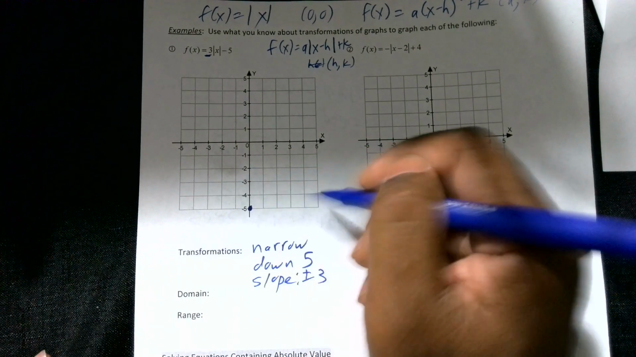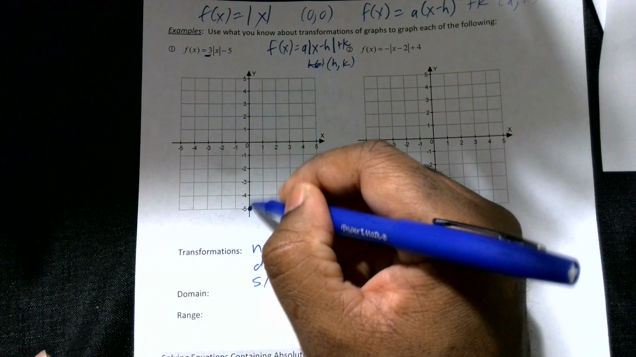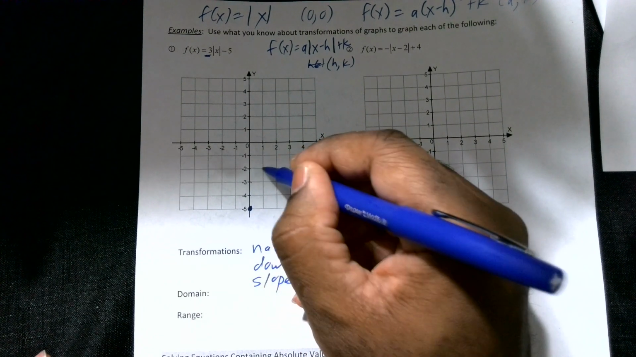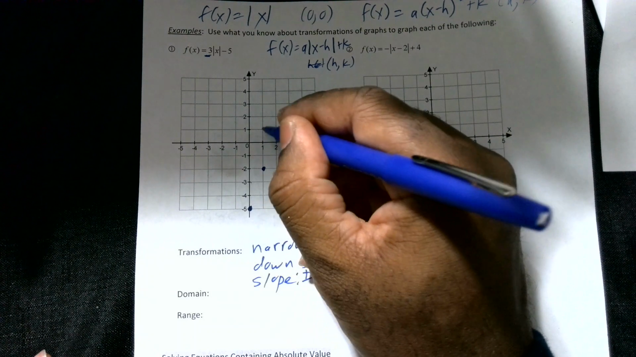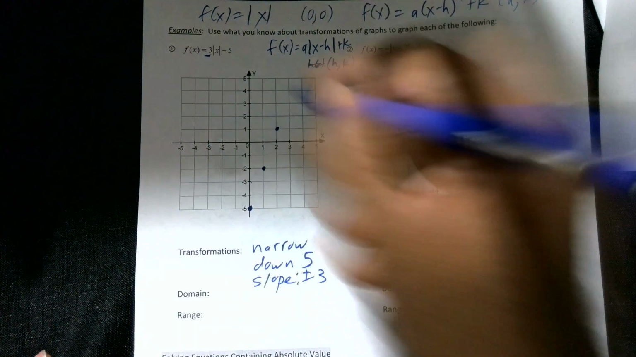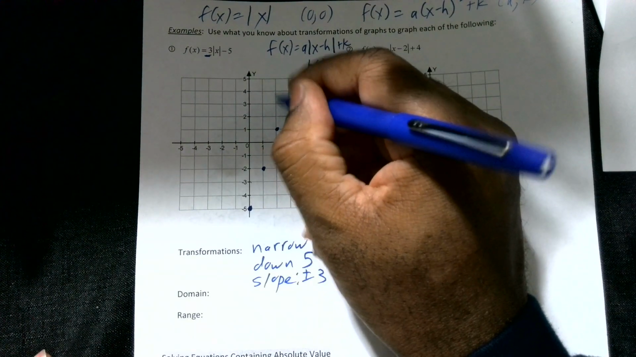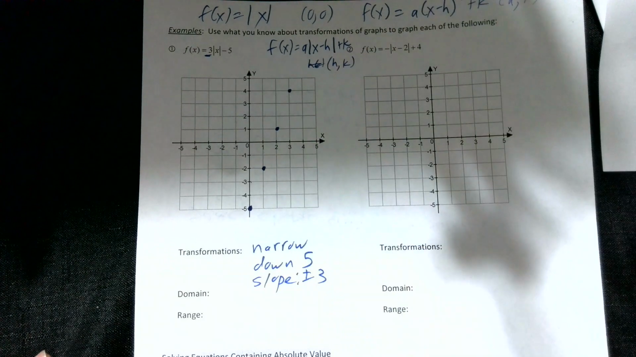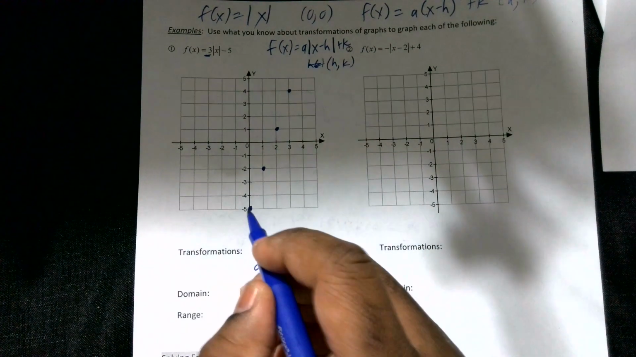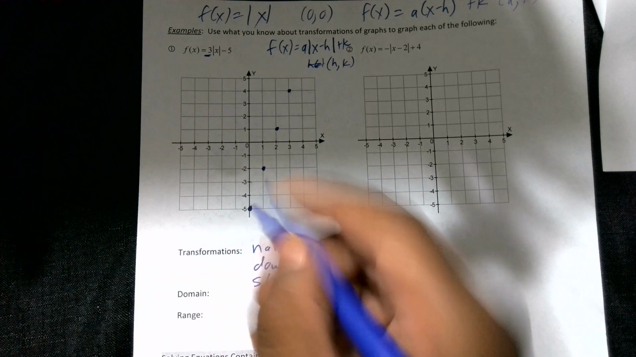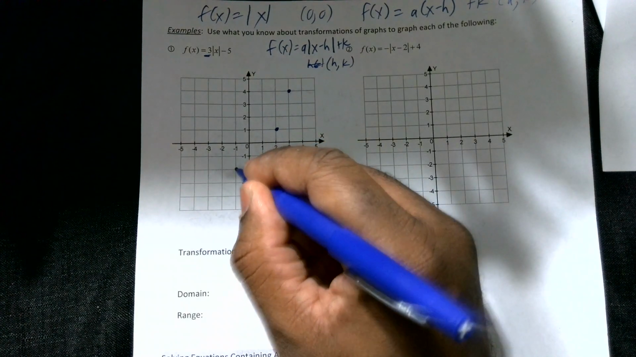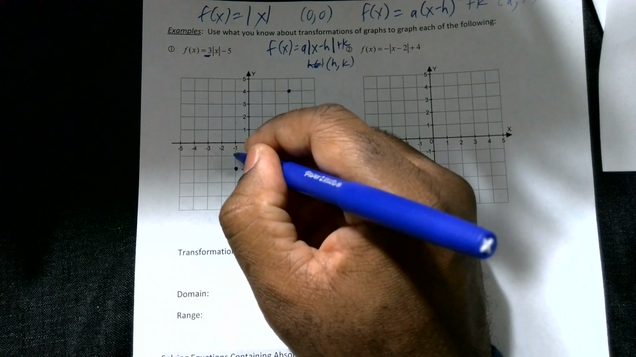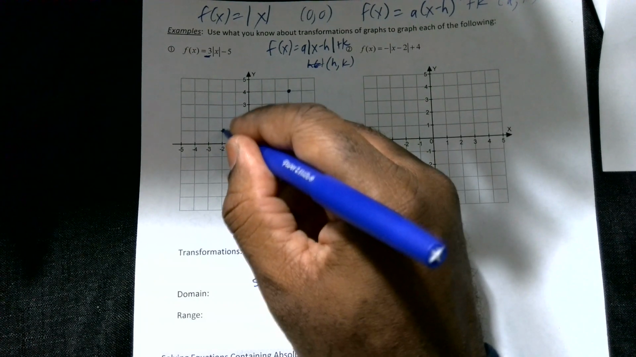So here, let's go to the right. We would go up 3, 1, 2, 3, and to the right 1. We will go up 3 and to the right 1 again, and again, and we'll stop there. Now we come to the left side. We will go up 3, 1, 2, 3, and then to the left 1, and repeat.